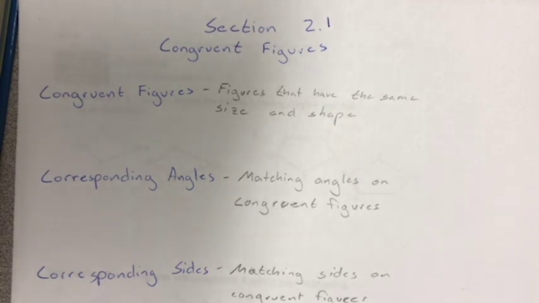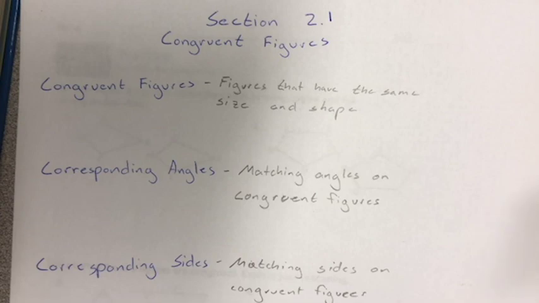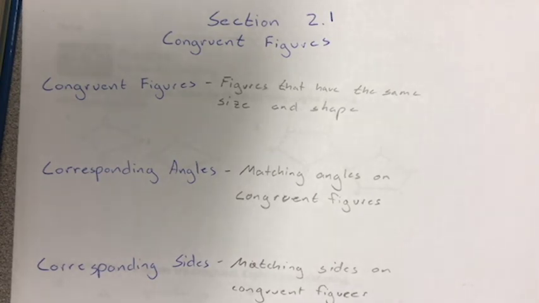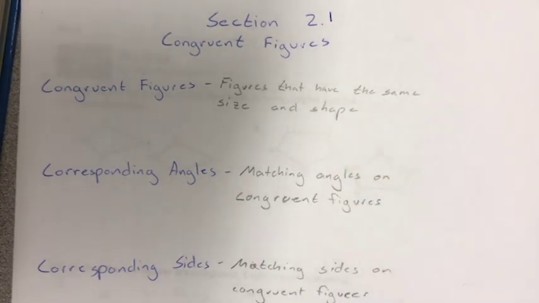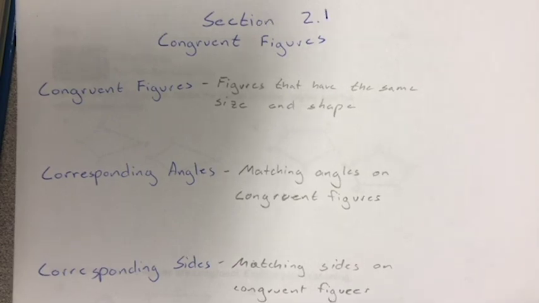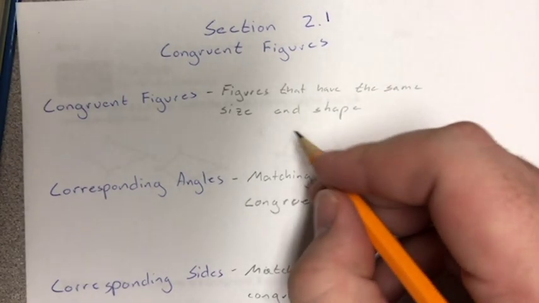All right, section 2.1, congruent figures. In this video, as you can tell, we're going to be talking about congruent figures, and the definition is simply this: it's figures that have the same shape and size. Basically, think of it this way: it's drawings, pictures that are literally the exact same thing.